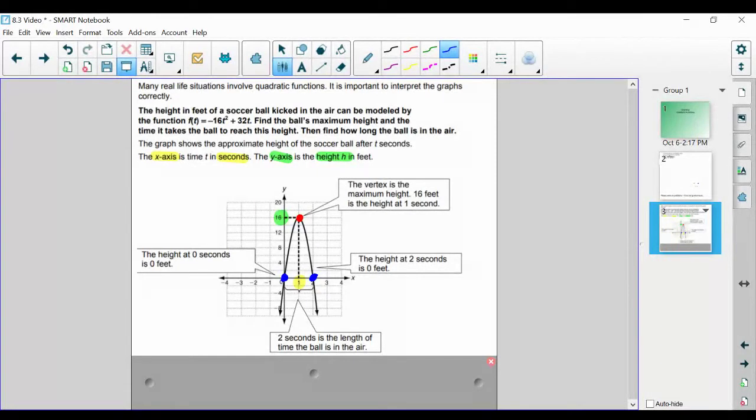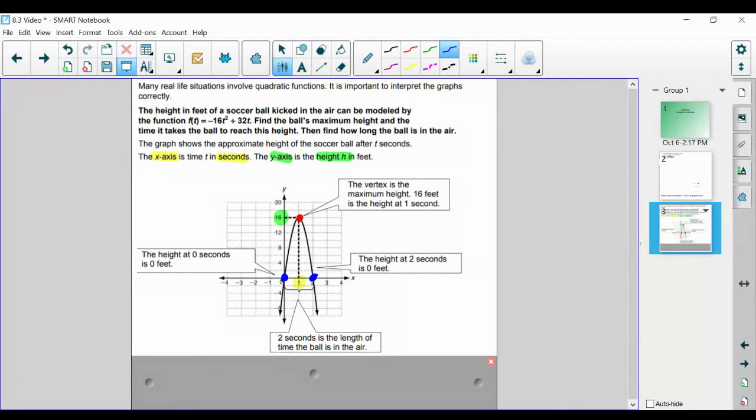And we're going to be able to determine that 2 seconds is the length of time that the ball is in the air, because the ball is on the ground after 0 seconds and the ball is on the ground after 2 seconds. So that difference is going to be our answer to determine how long the ball is in the air. It can't be 3 seconds, because we're on the ground at 0 and we're on the ground at 2.